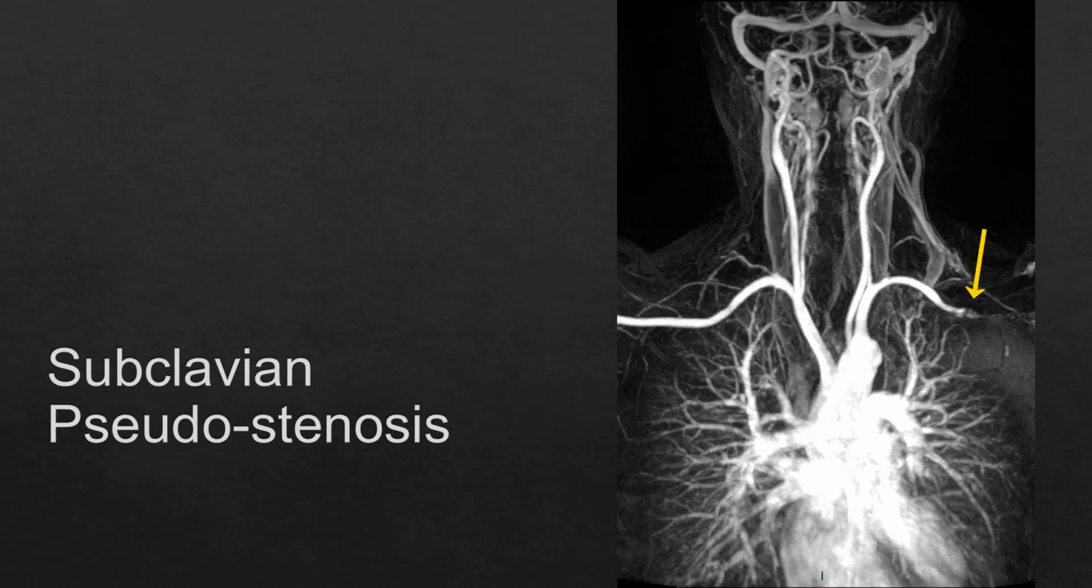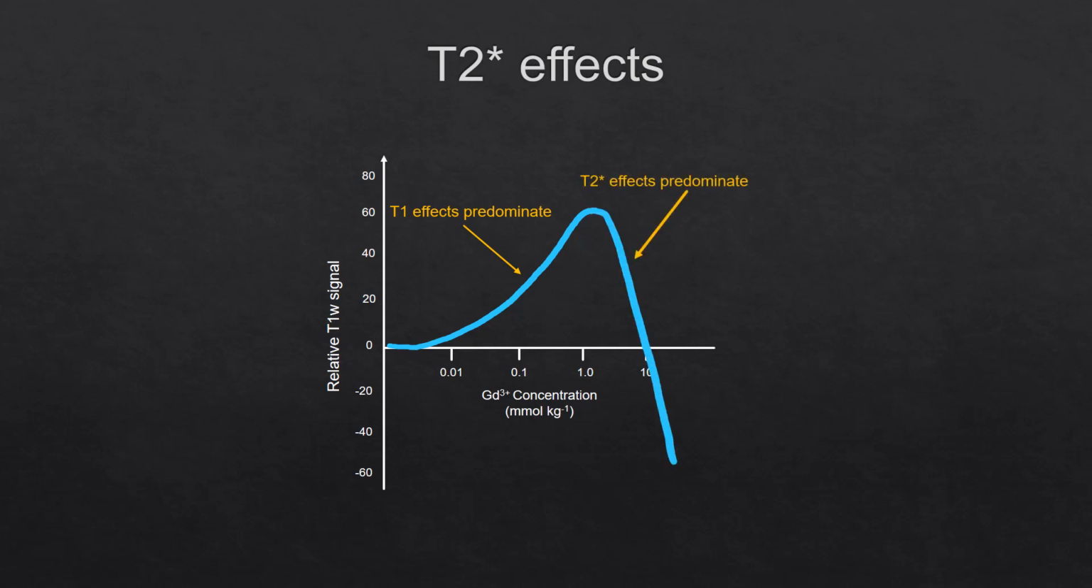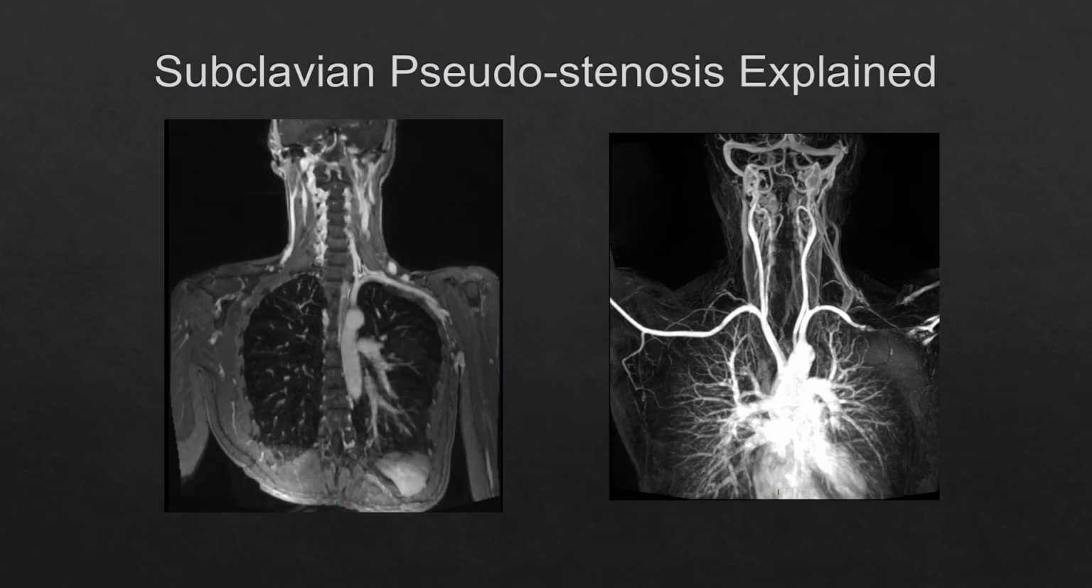So there's an artifact where there may appear to be focal stenosis of the subclavian artery on the same side that there was a venous injection of the contrast media. And this is caused by high concentrations of gadolinium, causing susceptibility with T2 star effects. So concentration of gadolinium in the bloodstream increases the T1 signal intensity up to a certain point, but after that point, T2 star effects predominate. And that's the cause of this pseudostenosis.